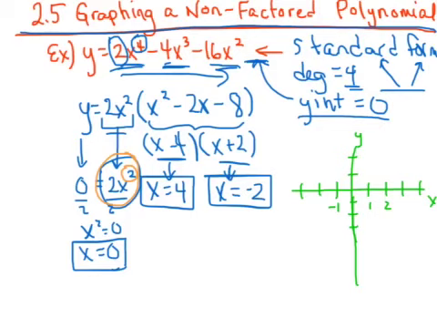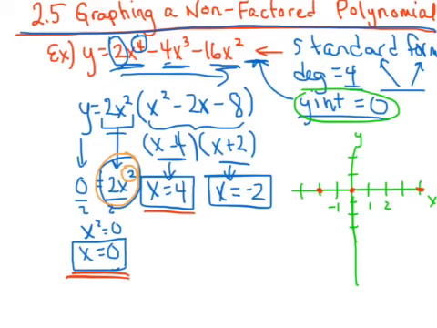Alright, so I've set up my axes over on the right, and I'm going to graph my y-intercept, which also turns out to be my x-intercept. So my y-intercept is at 0. And that takes care of this x-intercept here, but I also have an x-intercept at 4, and another x-intercept at -2.